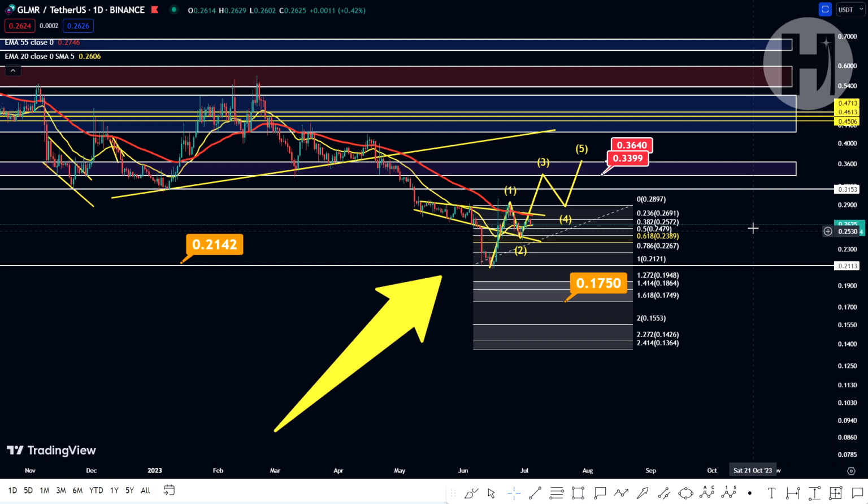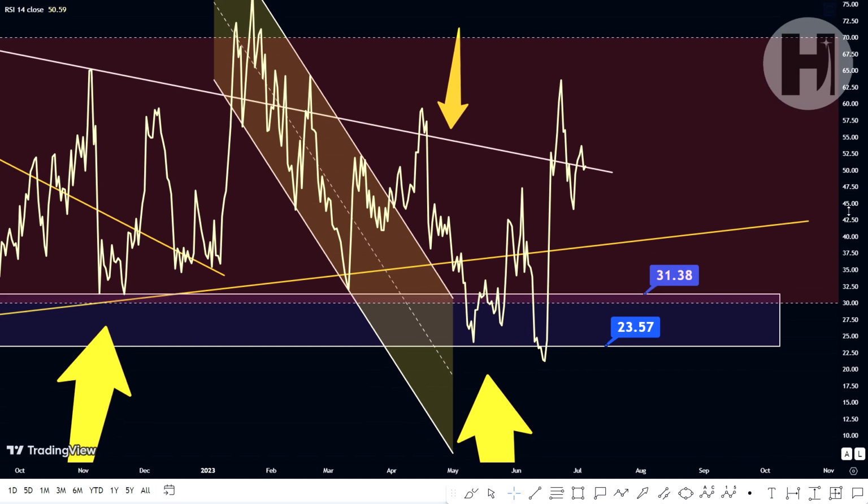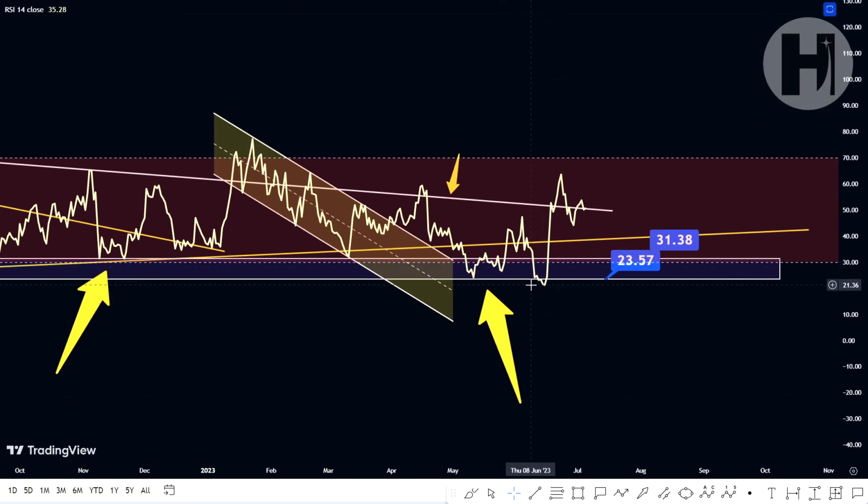So that pretty much covers the daily chart. Let's jump into the RSI. You can see that we retested the support block between 31.3 and 23.5.